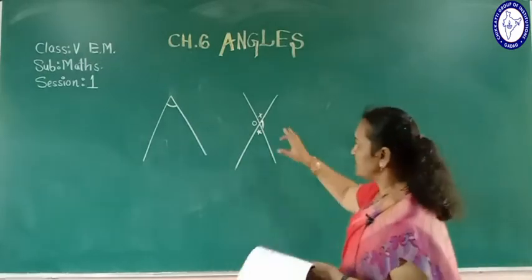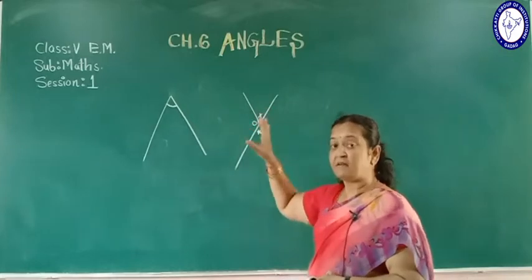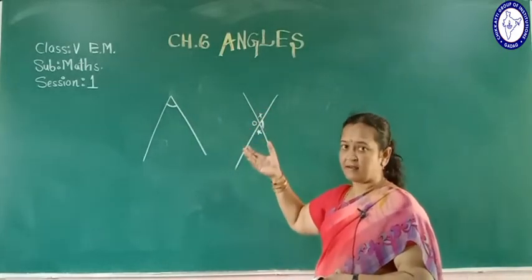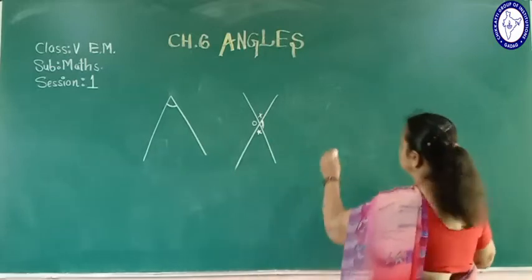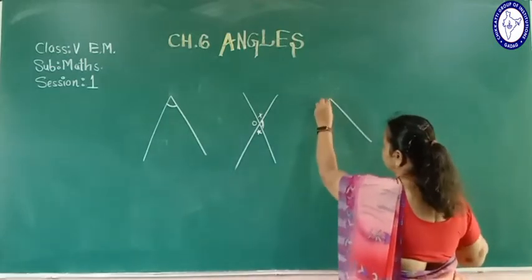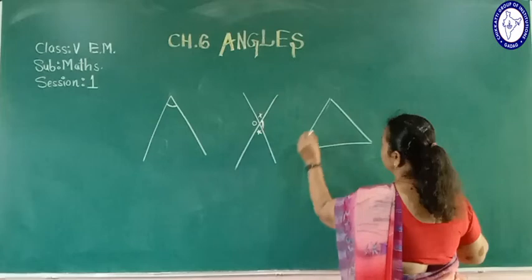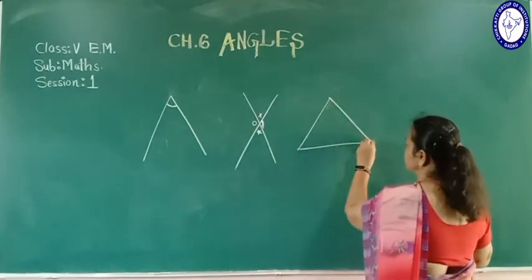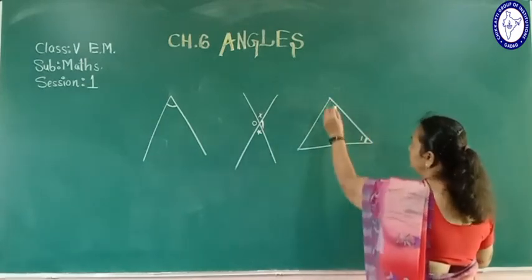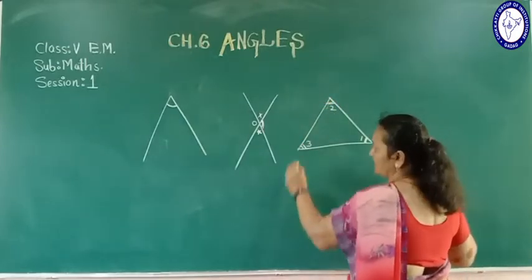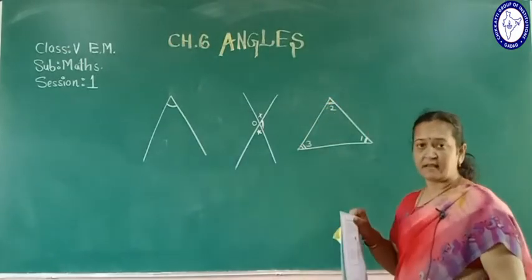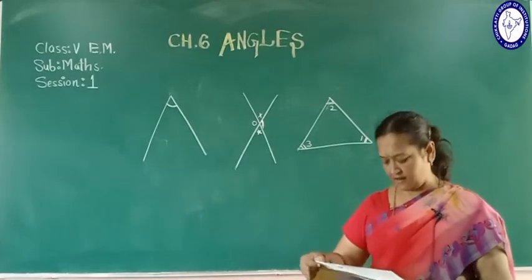So one angle is marked for us. We have to mark different angles, the remaining angles. So these are the remaining angles. So here still one triangle is drawn. Here in a triangle we find three different angles. This is one angle, here is the second angle and this is the third angle. So three different angles are formed in a triangle.